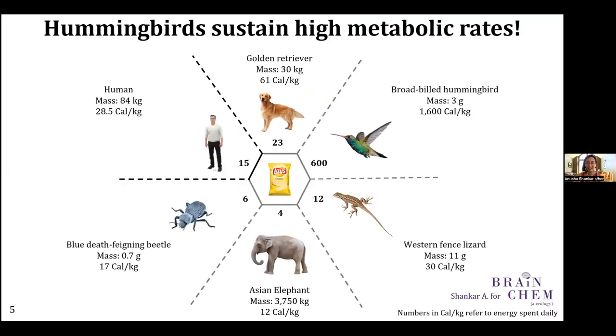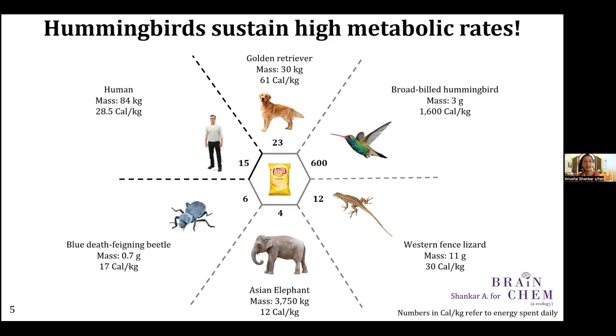I'll start with an example. I study hummingbirds, and I've been studying them for about 10 years. I use a potato chip analogy to tell you just how high their metabolic rates are. They're really small, we know that. They fly really fast, we also know that. What you may not know is that they barely store any fat, so they don't have a backup source of energy in case they run out of fuel. They consume energy really fast, and they have to eat really fast.